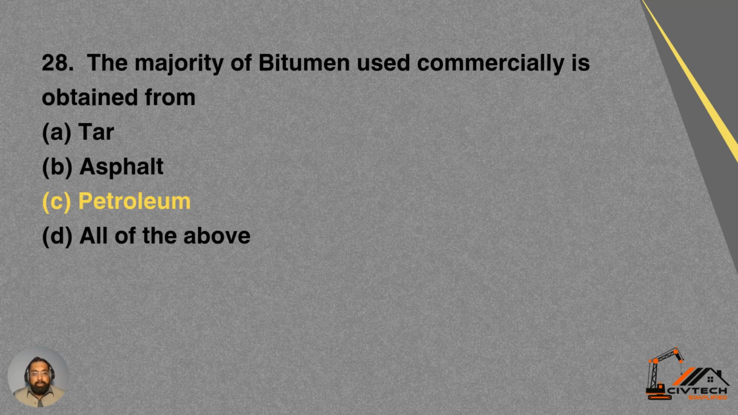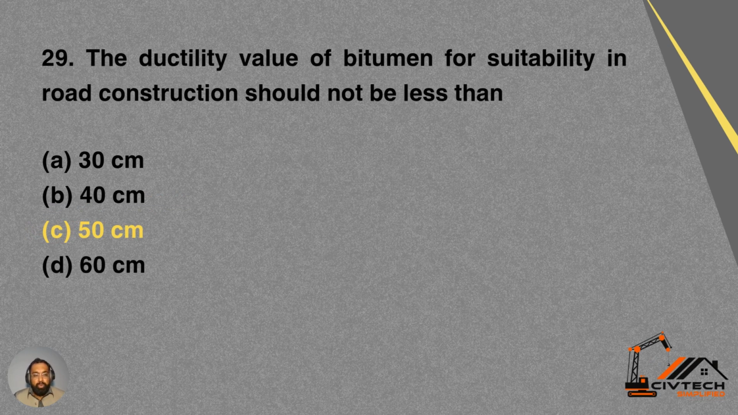Question 28. The majority of the bitumen used commercially is obtained from. What is the source of the bitumen? Option A is tar, option B is asphalt, option C is petroleum, option D all of the above. So the major source of the bitumen used commercially is petroleum. Option C is the correct answer.